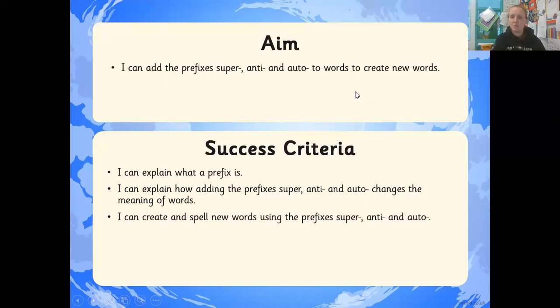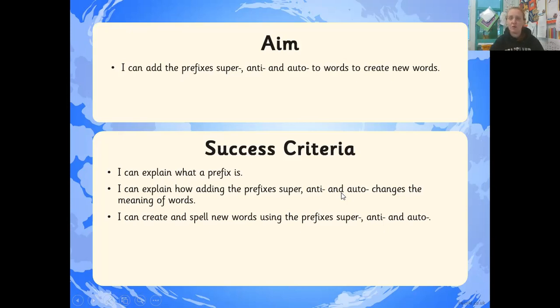It's the same as what we were doing with mis, dis, and un yesterday, but we've just got different prefixes. So we can explain what a prefix is. I'm hoping you're going to be able to do that already. I can explain how adding the prefixes super, anti, and auto changes the meaning of words.